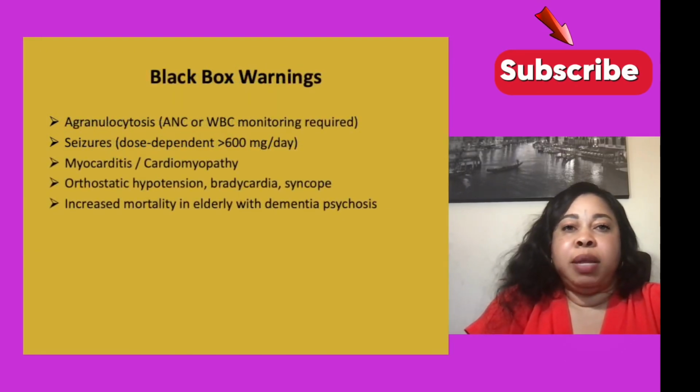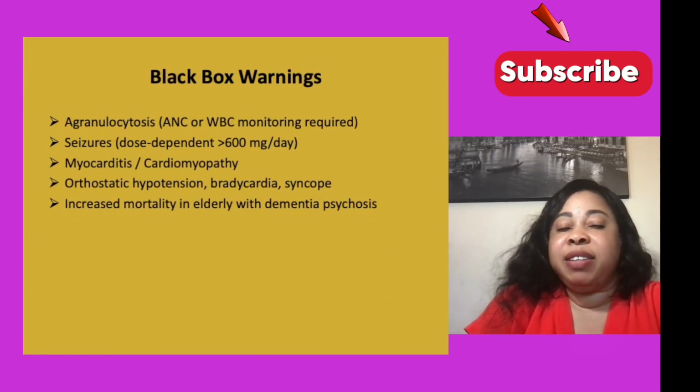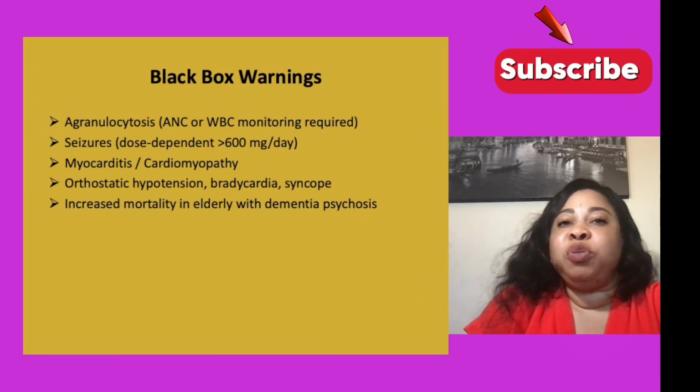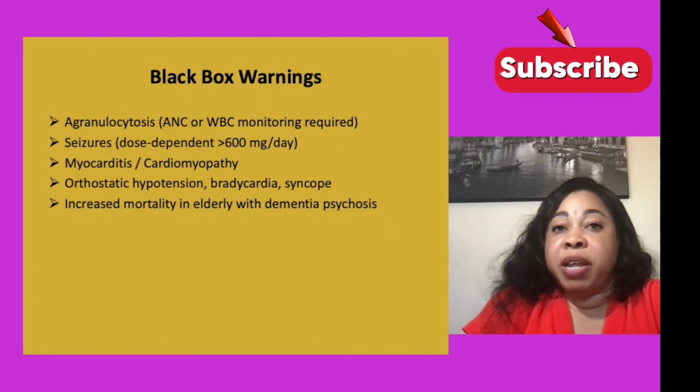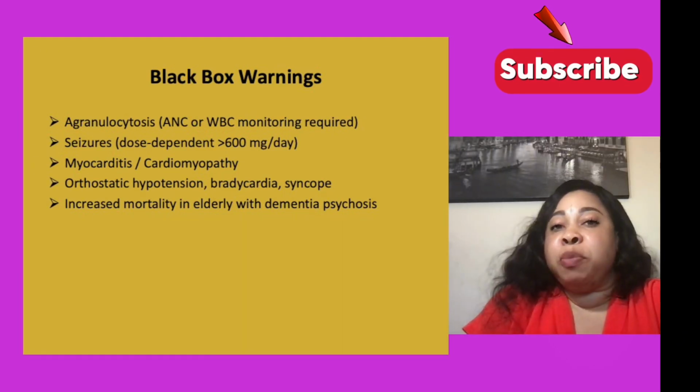Let's talk about the black box warning. This is a high yield warning: agranulocytosis, which means a life-threatening drop in ANC or WBC. We also have seizures, especially at doses above 600 milligrams daily, myocarditis, and cardiomyopathy.